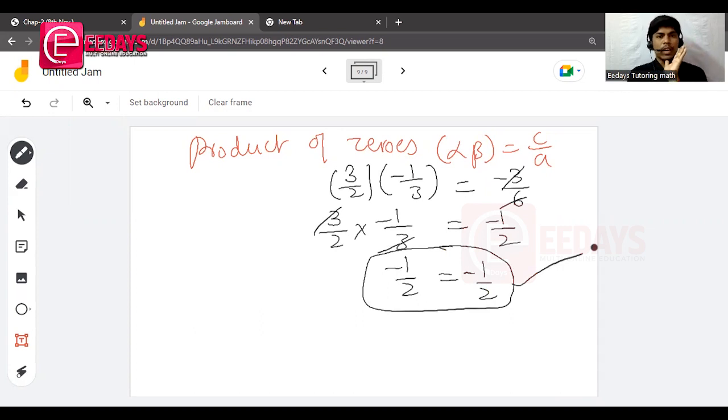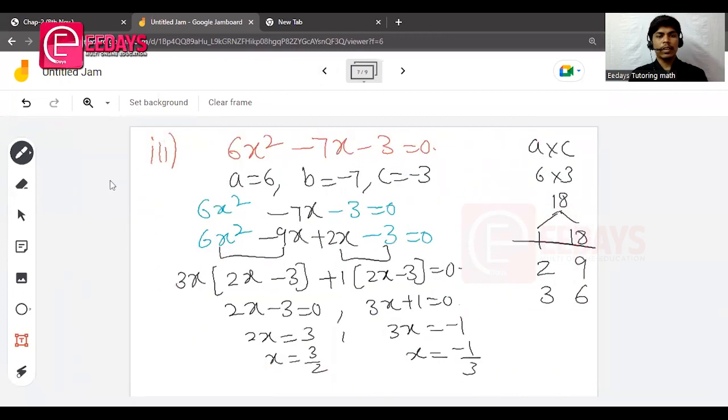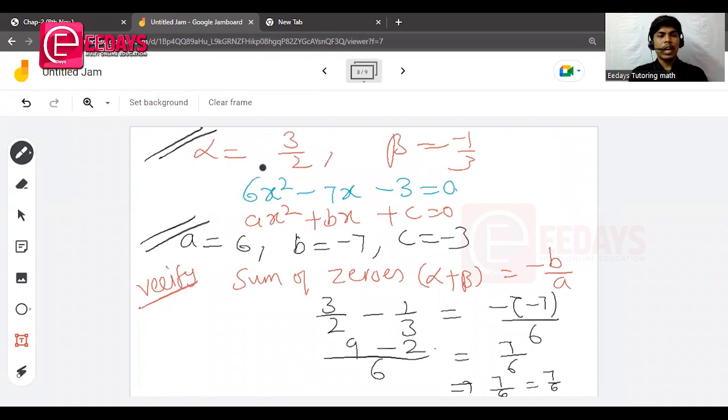I hope everyone understood. We are following the same pattern, guys, the first pattern where we started. How to verify? First, you need to find the zeros, alpha and beta, by doing the splitting middle term process. After getting alpha and beta, you need to find the a, b, c values. And next, I started the verification part. Sum of zeros, because we already know alpha, beta, and we already know the a, b, c values. Next the verification part, and here 7 by 6 is equal to 7 by 6 we got.